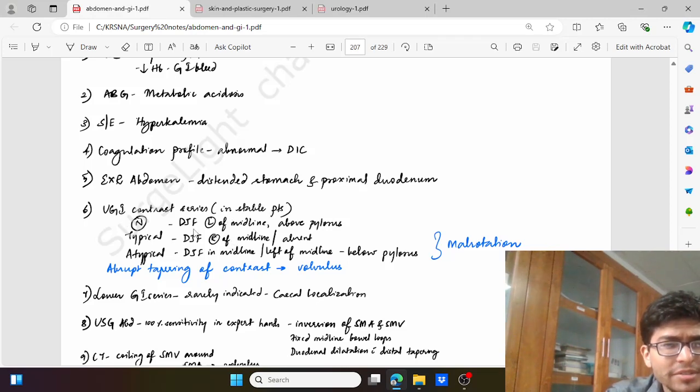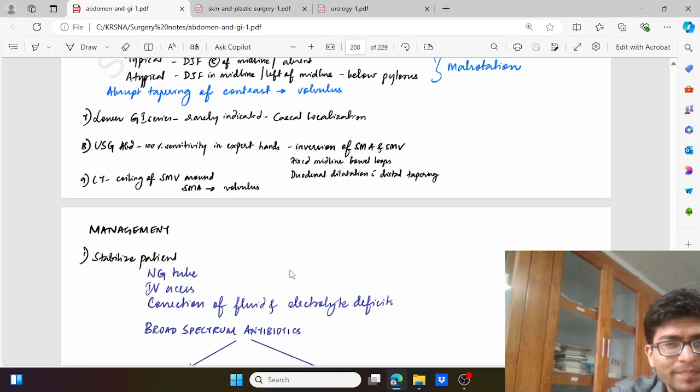Normally the duodenojejunal flexure is to the left of the midline, at the level of the pylorus, and in typical malrotation there could be the duodenojejunal flexure to the right of the midline, or it could even be absent. An atypical duodenojejunal flexure is in the midline or left of the midline below the pylorus. So these two conditions are malrotation. There will be abrupt tapering of the contrast, which is suggestive of volvulus.